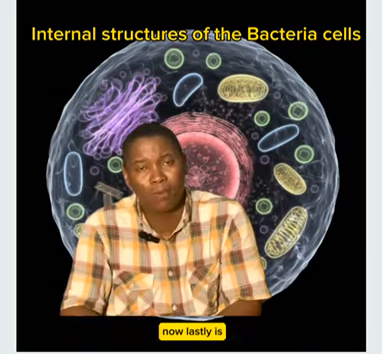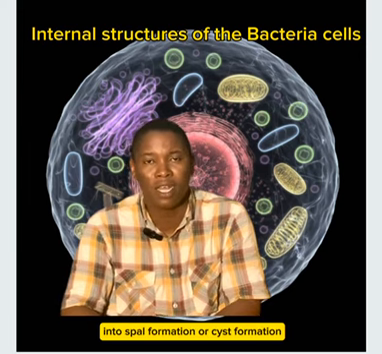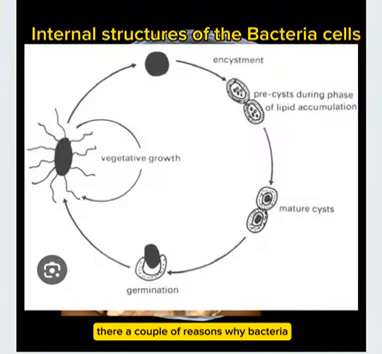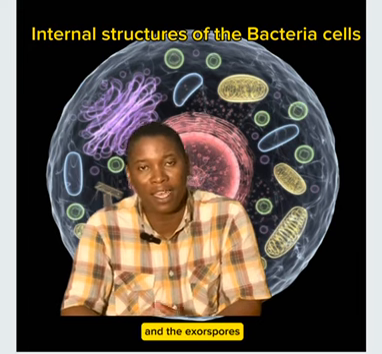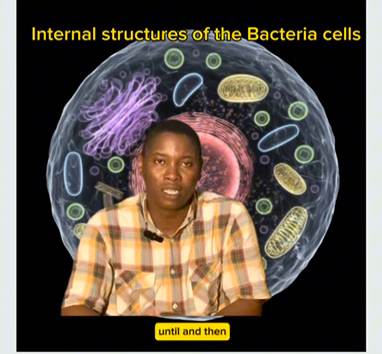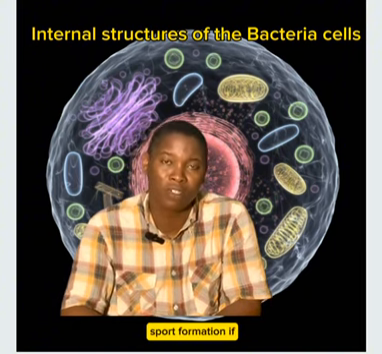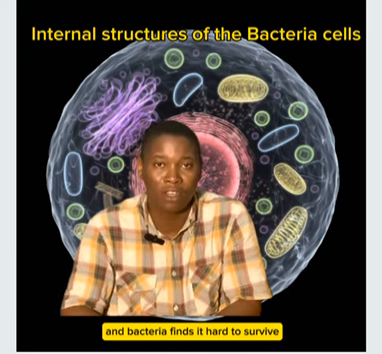Lastly, it's important to know that bacteria usually go into spore formation or cyst formation. And why does bacteria do this? There are a couple of reasons, but majorly there are two types of spores formed by bacteria: the endospores and the exospores. Bacteria goes into spore formation if environmental conditions become harsh and the bacteria finds it hard to survive.